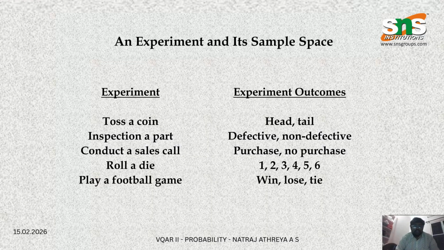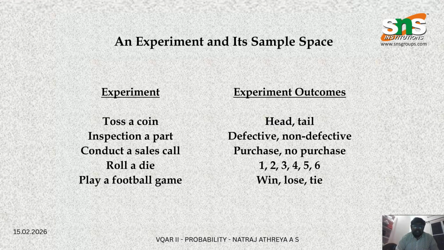An example of this is a toss of a coin, where we get a head or a tail. Another experiment is the inspection of a part in a production place. Once you do the inspection, what are the possible outcomes? The part being manufactured can be good or bad. That is, the part is defective, it is bad, or it is non-defective, it is good. These are the outcomes that can come, right?